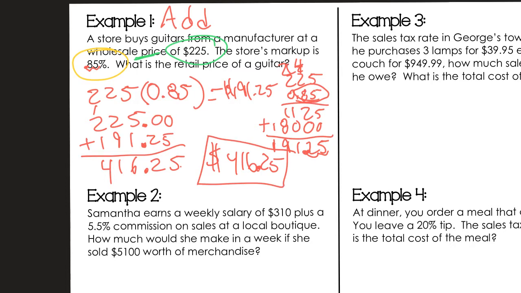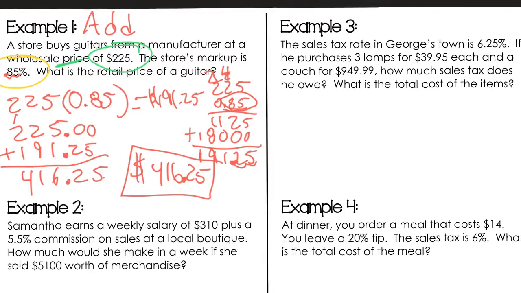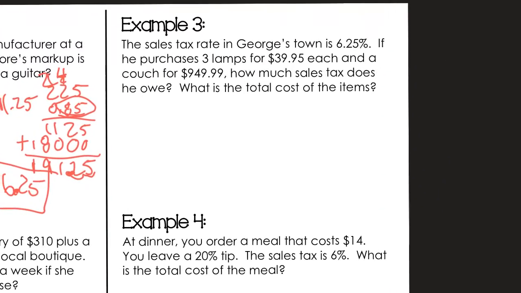All right, so buy the guitar at a wholesale price of 225. The store's markup is 85%, and the retail price of the guitar is 416.25. All right, we're going to move to example 3.